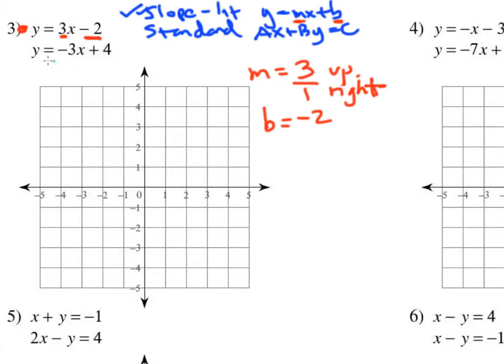Now for the second one, again, y is by itself. So we have y equals mx plus b. Our m looks like it is -3 over 1, and our b looks like it is 4. So again, you're going to begin right here, and then you're going to move. Remember, because it's negative, instead of up 3, right 1, you're going to go down 3, right 1, and then look to see which point works for both. In other words, look to see where they intersect, where they cross. All right, so I'll let you guys tackle that one.